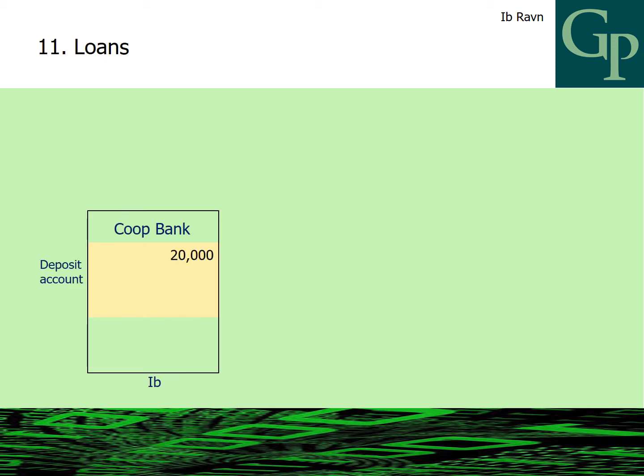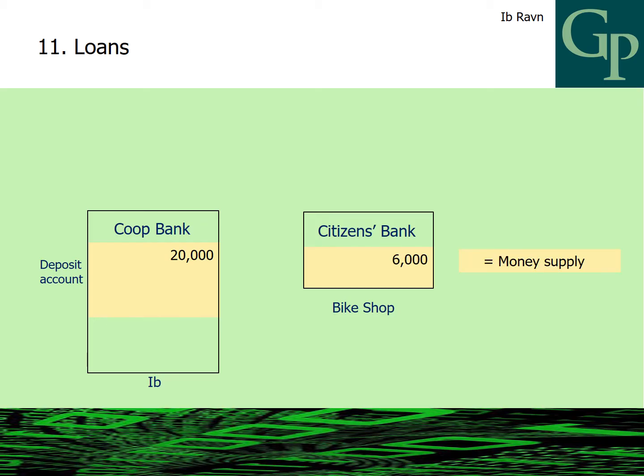I still have my money in my deposit account, and the bike shop is here. And the money supply is 26,000 kroner. Now I want to buy some fancy electric bikes for the whole family, so I want to borrow 30,000 kroner from my bank. The bank approves my loan request, I sign a loan agreement, and the bank enters the amount in my deposit account. That's my loan, and my account now shows 50,000 kroner.